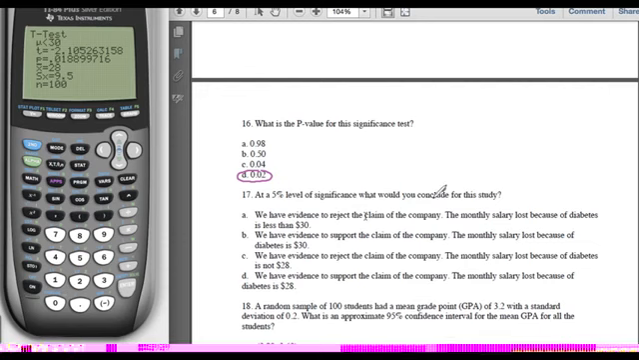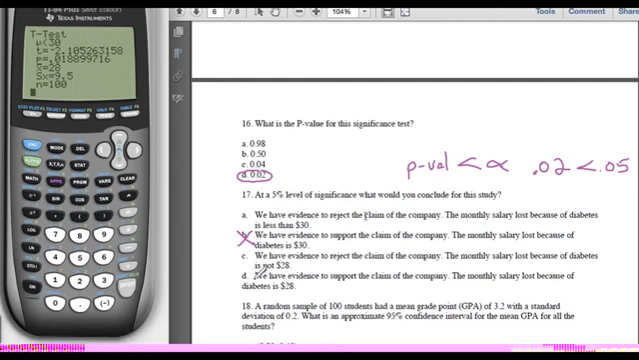At a 5% significance level, what would you conclude for this study? Well, my p-value is less than my significance level. It's less than my alpha. 0.02 is less than 0.05. When that's the case, you reject H0. So I would reject the claim of the company.